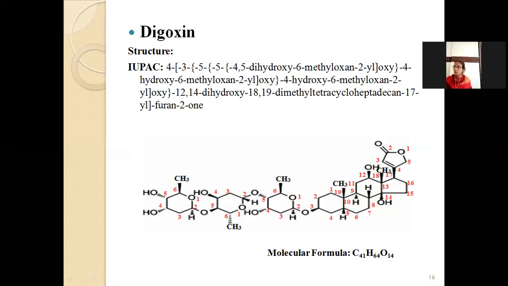How many? 2. So it is 18,19-dimethyl. There are 4 cycles, so it is tetracycloheptadecane. Here 17: in the 17th position it is attached to the furan, so 17-yl furan. In the second position oxygen is there, so it is 2-ol. So this is the structure and IUPAC name of digoxin.